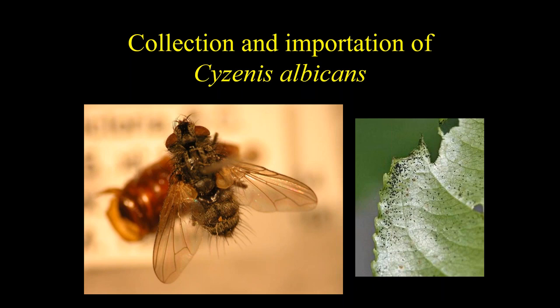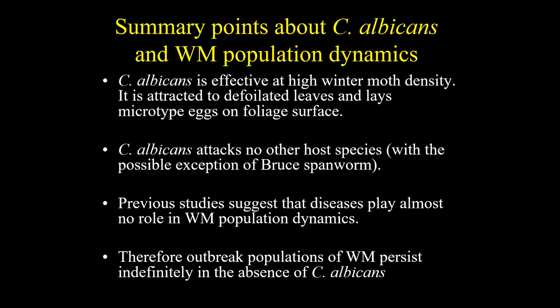So to summarize the notion about Cyzenis albicans, it's very effective at high winter moth densities because it is attracted to defoliated leaves and lays these small eggs on the foliage surface. It's less effective at lower density because defoliation is not happening, so it has much more difficulty locating winter moth hosts. It's a complete specialist. That makes it the perfect biocontrol agent because then it won't spread on to other non-target insects, moths and butterflies that we don't want to harm.